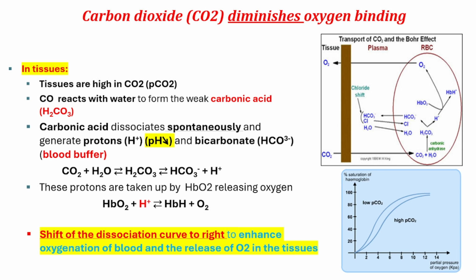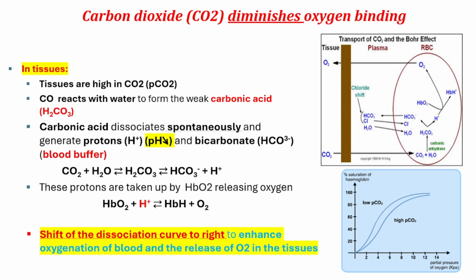proton will exchange with the oxygen, leading to the release of oxygen, and it will be taken by the tissue. Okay, so this is how the CO2 is given, and the oxygen is taken from the tissue, from the RBCs.